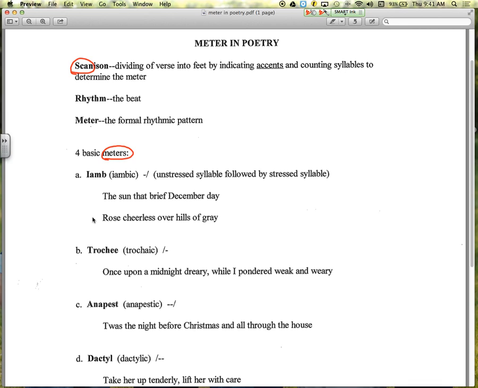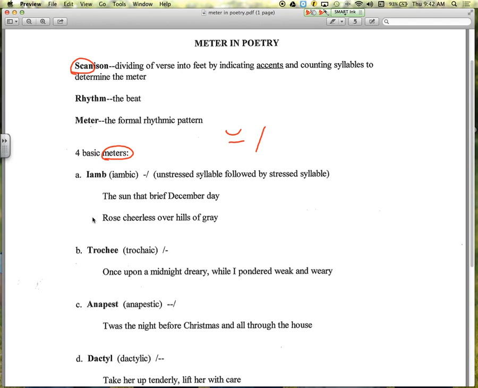Now, when I'm going to mark these, I'm just going to use a dash. I'm going to use those 2 marks. If you look at a book or a dictionary, they actually use this one for the unaccented syllable, but I'm just going to use a straight line. So straight line means you're not stressing the syllable. The dash means you do stress the syllable. So if we look at this first poem here: the sun that brief December day was cheerless over hills of gray. And if you listen to the rhythm, there's a pattern to it.